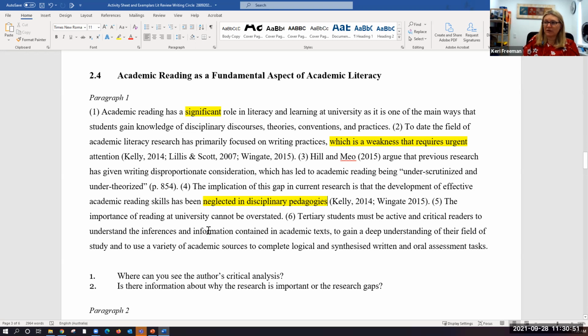So yep, we can see the author's voice and their critical analysis, and there's information about why it's important. So see how these things are overlapping. The critical analysis is all part of the information, but it's not just information, it's going that little bit deeper. So using words to convince and persuade the reader that we should care about reading.